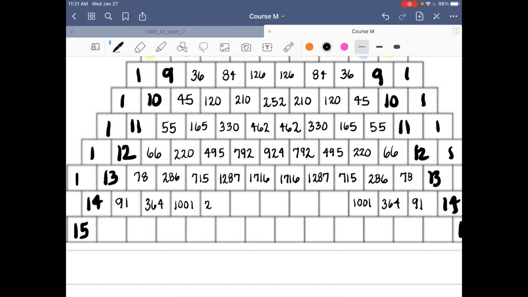This would be 2002. Then 1716 plus 1287. There's a pattern emerging right here, 3003. What do you think? Maybe the next one, I don't know. 1716 times 2 is 3432.